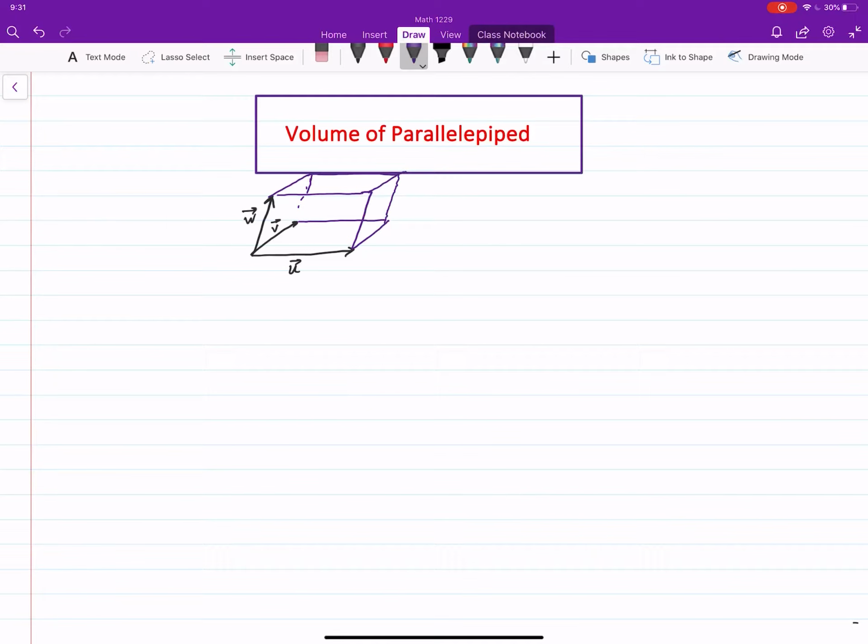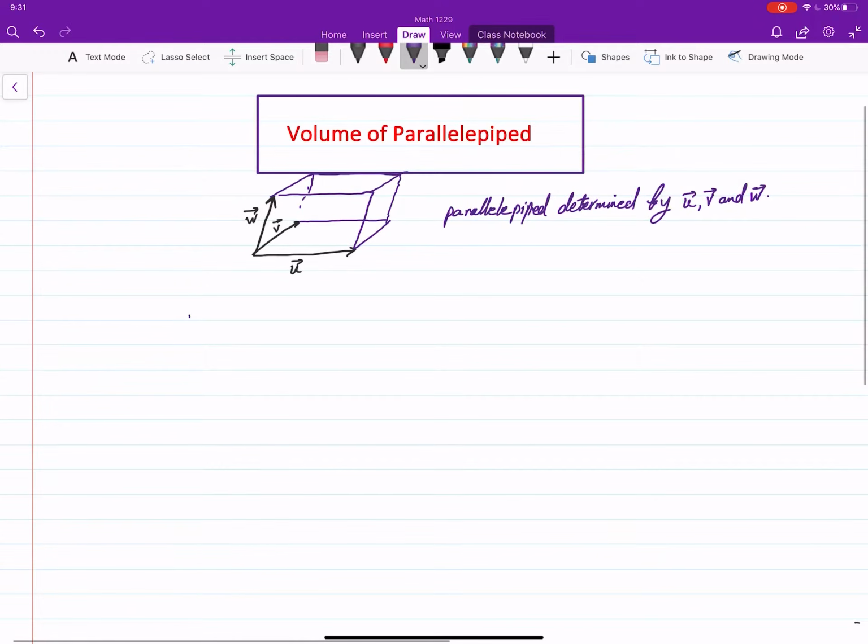This is the parallelepiped determined by u, v, and w. Well, this is a three-dimensional thing, and we want to know what the volume of such objects is.